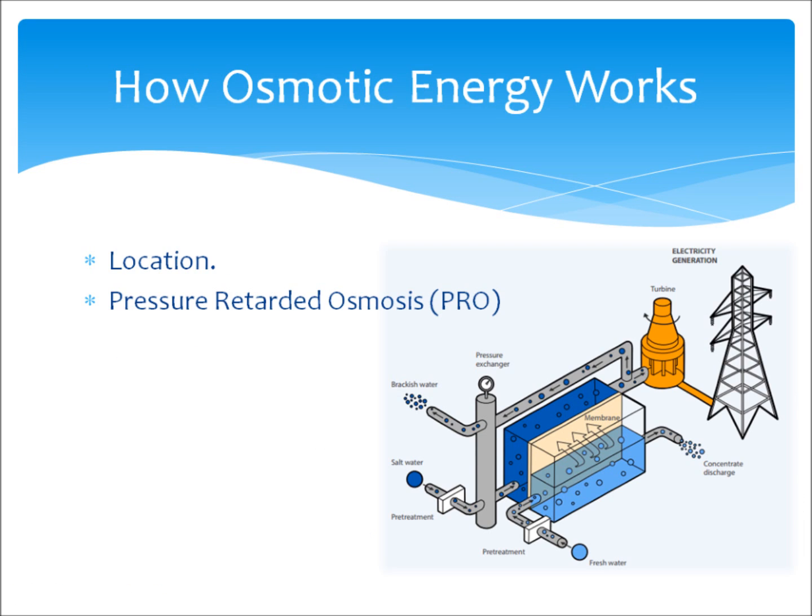How osmotic energy works. For osmotic power plants to work, they must be placed in the right location where they have easy access to both fresh water and seawater, most often where large rivers flow into the ocean. There are numerous ways of turning osmosis into electricity, but pressure-retarded osmosis, or PRO, is the most common. PRO plants can be thought of as desalination plants running in reverse.